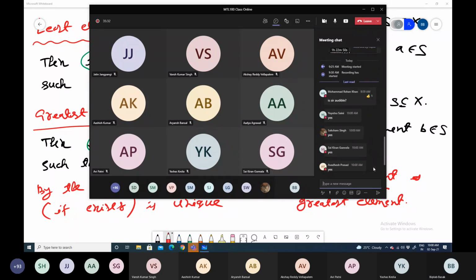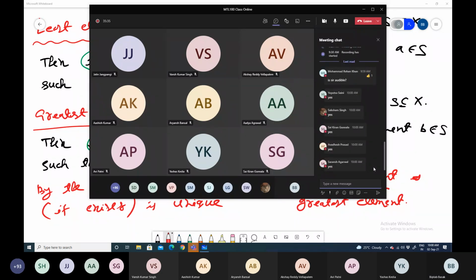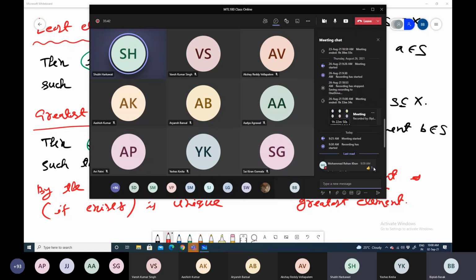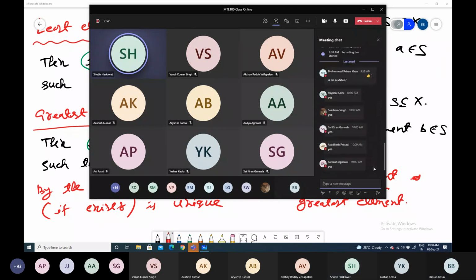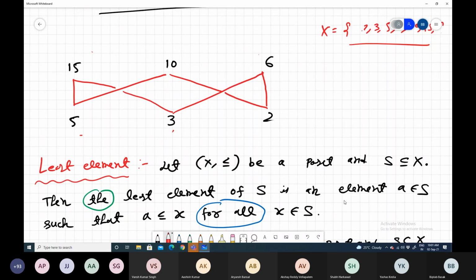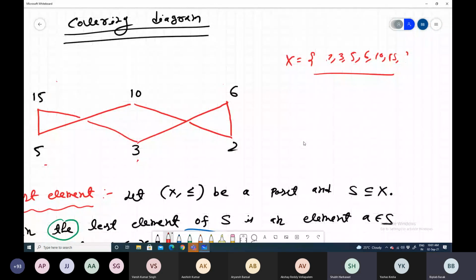Sir, what is the question? Sir, if instead of 6, 10, and 15 we have 30, 60, and 90, then what will be the case? Right, so what you are giving as an example instead? You can give me the set. What is the set?